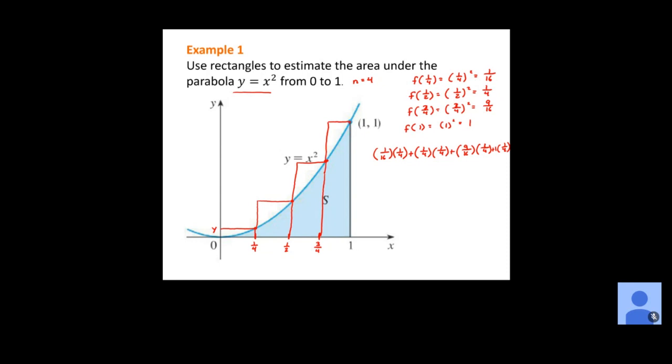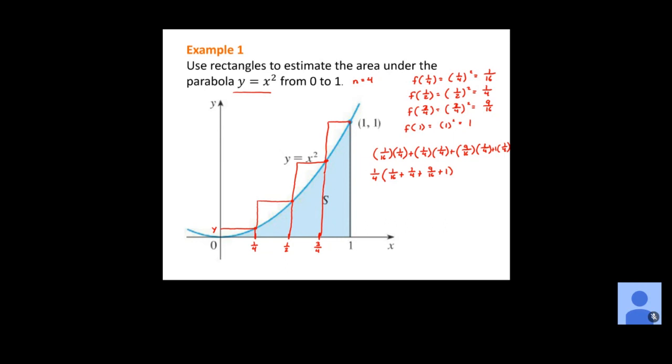All right, so again, the widths here should all be the same because we divided that evenly along the x-axis, and then we just have to know the heights. Now, because all the widths are the same, that's actually a common factor between these. So another way to do this is just to take the width, which is 1/4, and then multiply it by the sum of all the heights. So 1/16 plus 1/4 plus 9/16 plus 1.